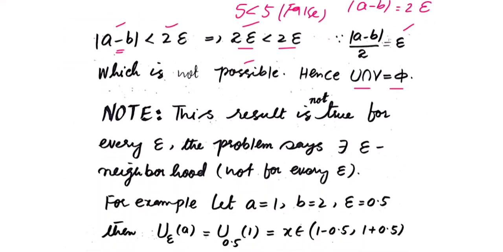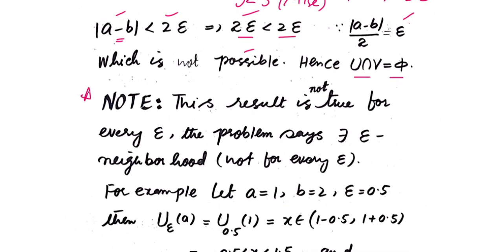This is important. This result is not true for every epsilon. The problem actually says there exists an epsilon neighborhood, not for every epsilon. This problem says that at least one epsilon neighborhood exists, but this is not true for every epsilon.